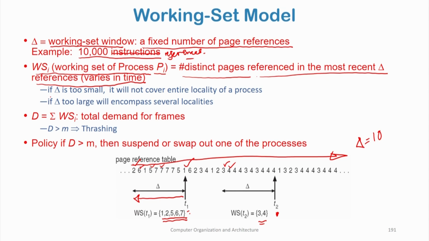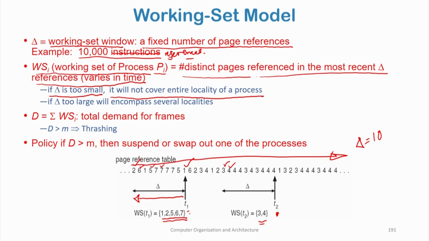Now, if this working set window delta is too small, it will not cover the entire locality of a process. What do we mean by the locality of a process? By the locality of a process, we will mean at a given time what it is doing and what are the active pages it is referencing. That will define the locality of the process.